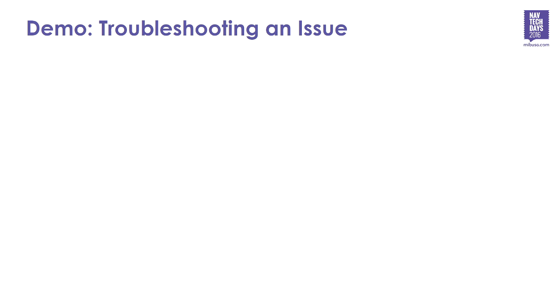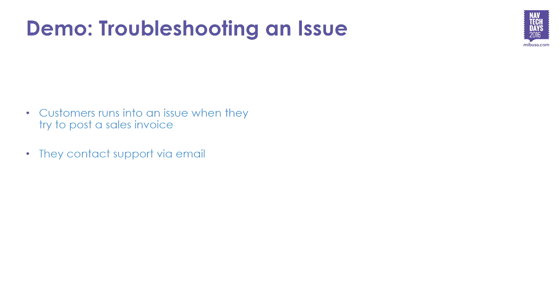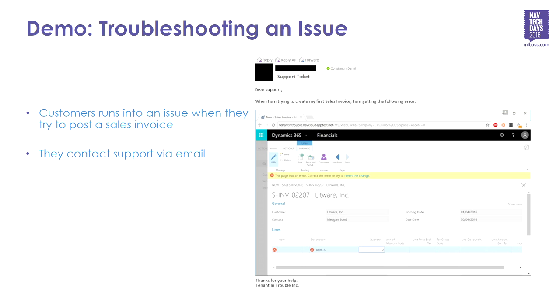So let's imagine that somewhere out there, there's a customer, and they have logged into Dynamics 365 for financials, have played around, but when they try to post the first sale invoice, they get an issue. So what does the customer do? They contact us via email. Here's the email they send us. They say, "Dear support, when I'm trying to post my first sale invoice, I'm getting the following error." And we get this error, we see this number 1896, and we see it was on the sales page.